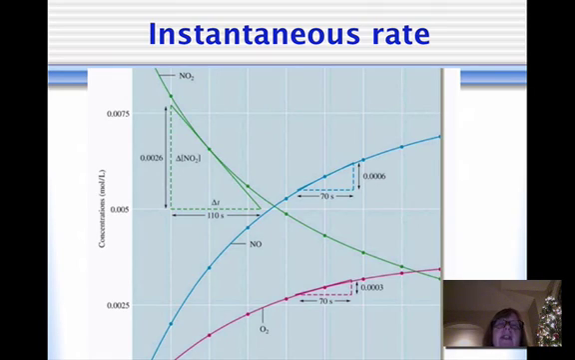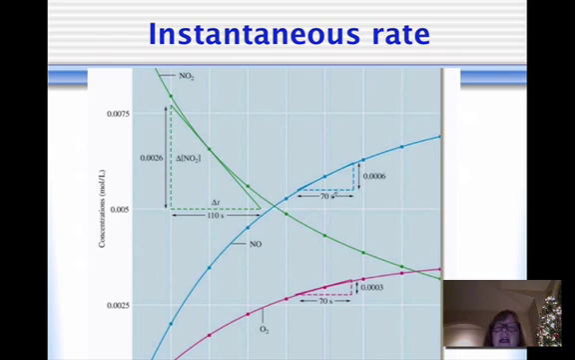So here is this graph again, and we're looking at instantaneous rates. I've cut this axis off, so I'm not sure of the time here. But anyway, at this time here, let's say we wanted to know the rate at this exact time. We would draw a line tangent to that point, and then we would get the slope of that line. So it's the delta y, the change in y over the delta t, and so it would be 0.0026 divided by 110. That will give you the rate at that exact time.